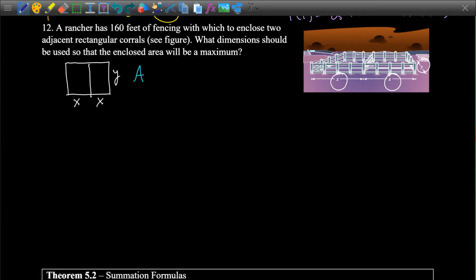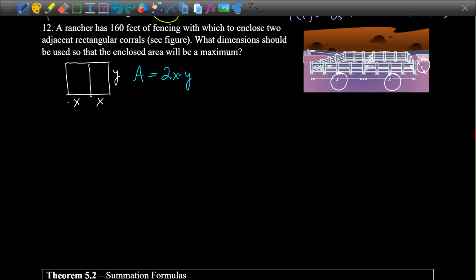So that's going to be our primary equation. We have an area, which is just going to be the base of this rectangle times the height. And now looking at what else is given, we have 150 feet of fencing to work with. So if we add up all this fencing, we can set it equal to 160.